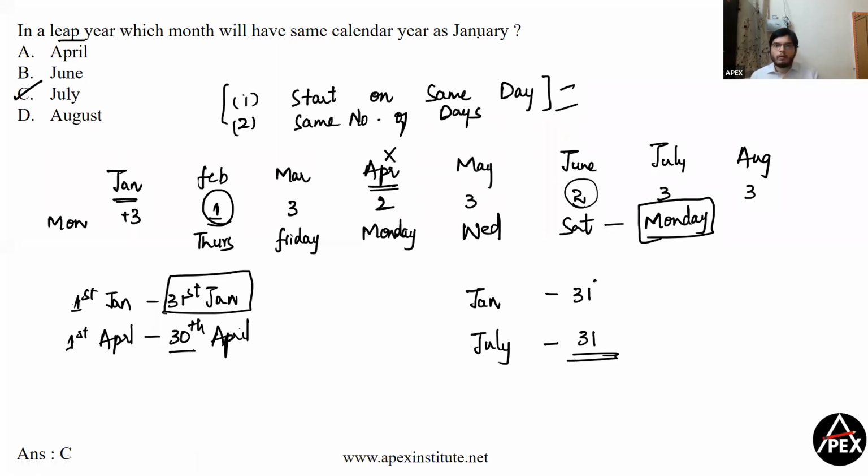What about August? August will be having Monday plus 3. So Thursday. August will be starting on Thursday, so it cannot be August. Will October be the same? You determine whether October is the same or not. I'm moving to the next question. As per the question, my job is done till here. October same annadi మీరు find out చేయండి.